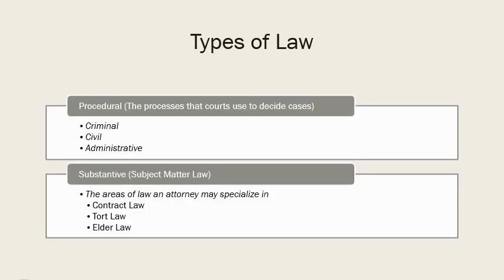Okay, so there are two types of law. Procedural law, which is the process that the courts use to decide cases, and substantive law, which is subject matter law. Procedural law is going to be the type of law we are bound by, and there are three subcategories of it: criminal, civil, and administrative. Substantive law is the area of law that an attorney may specialize in, like contract law, tort law, or elder law.